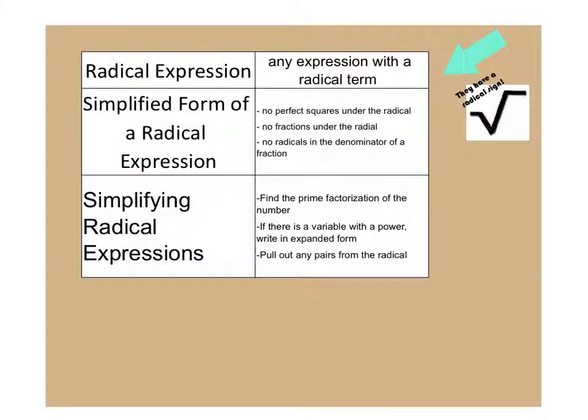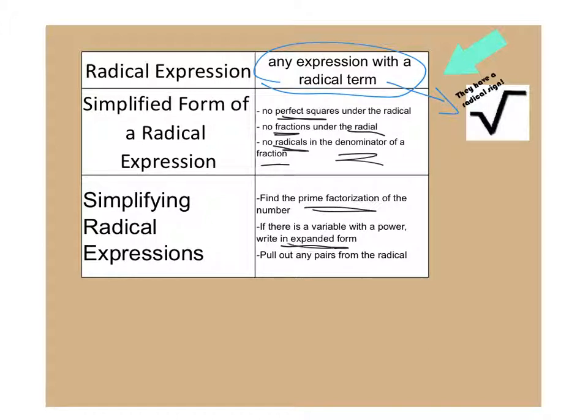All right, so a radical expression is any expression with a radical term. That's this thing. Simplified form: no perfect squares under the radical, no fractions under the radical. That's not radial, it's radical. No radicals in the denominator. That's a big one. So how do we do this? Use prime factorization, write an expanded form, pull out any pairs.